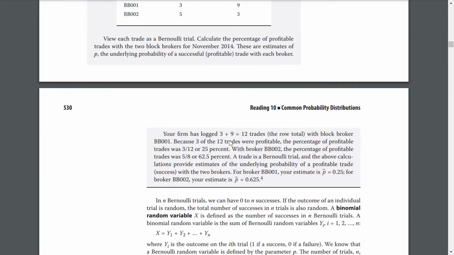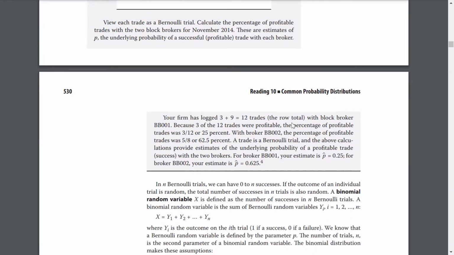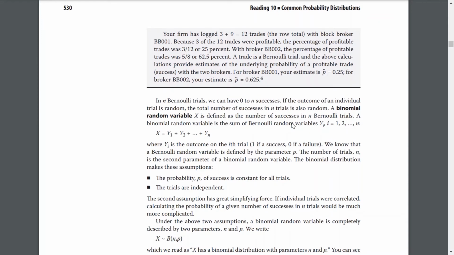Calculate the percentage of profitable trades with the two block brokers for November 2014. These are estimates of p, the underlying probability of success, or profitable trades, with each broker. Your firm has logged 3 plus 9 equals 12 trades for block broker BB001, because 3 of the 12 trades were profitable. The percentage of profitability was 25%. Well, with broker BB002, the percentage of profitability was 62.5%.